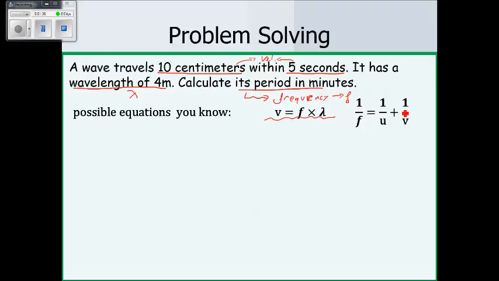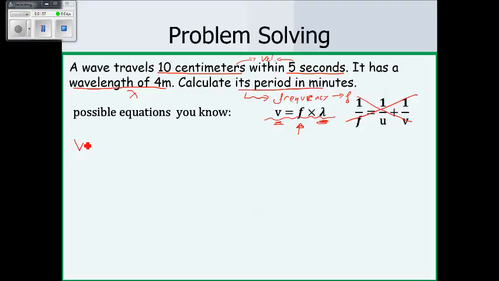This one is one you'll come across later, which is the thin lens equation. It has an f in there, but that's focal length. So that's not an equation that we will be using. So now, looking at this, we want to calculate a frequency. That will give us an idea of the period. We know the wavelength. We know sort of the velocity.